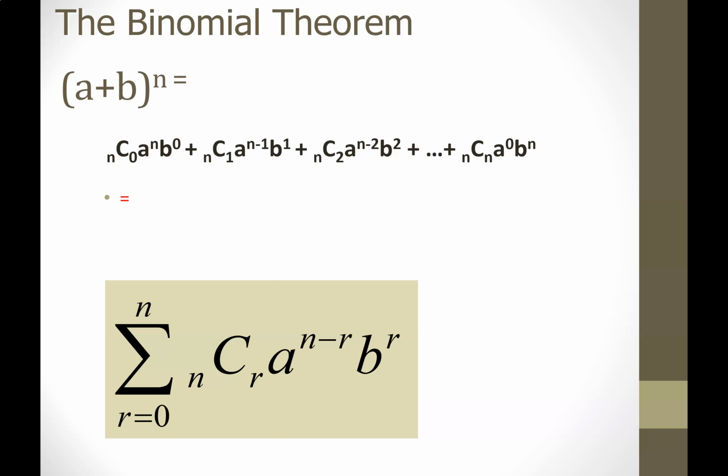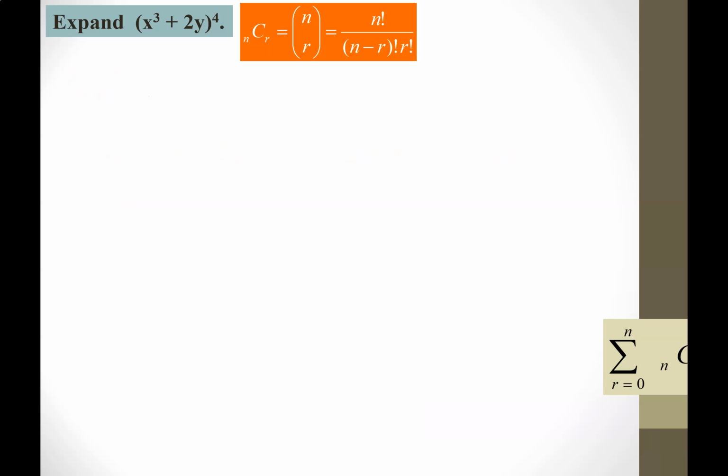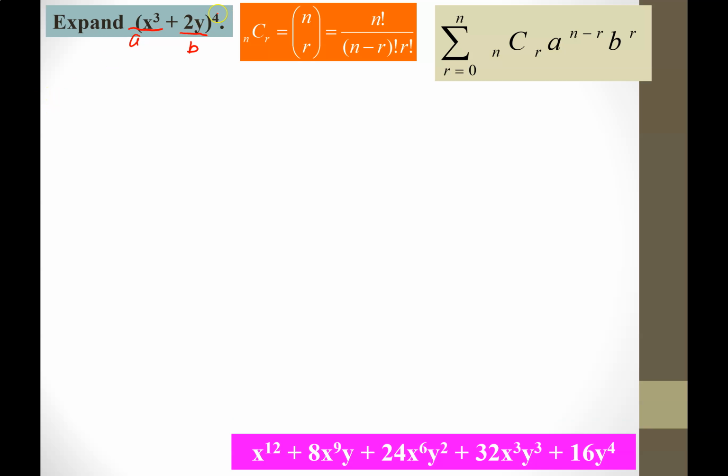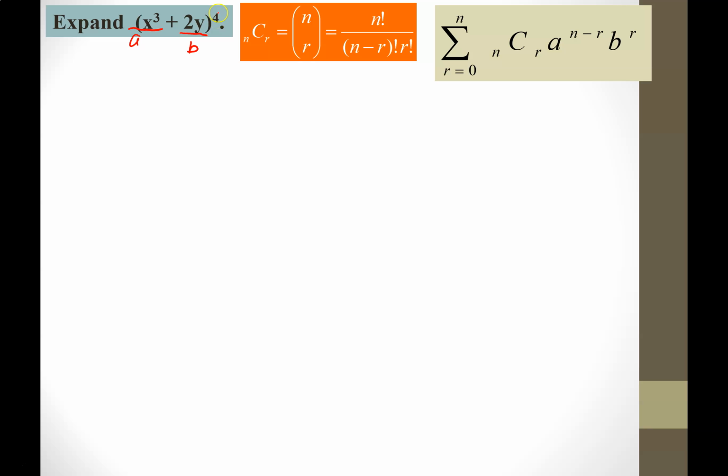Let's try an example again. Things that you need to remember here: this part right here is your a part, and that part right there is your b part. Then you're going to start substituting accordingly. Remember, n is your 4, that exponent of 4. Oh snap, sorry, I already gave you guys the answer. n is 4. I'm going to show you again how to do this.